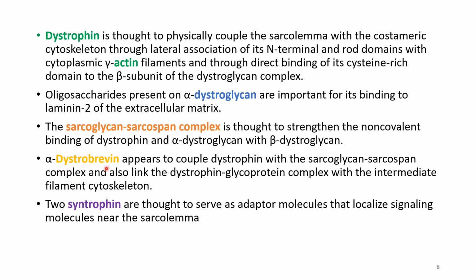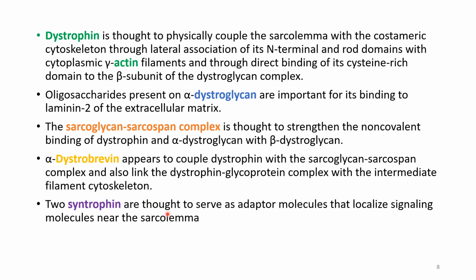Next, coming to the dystrobrevin. Why is it there? It appears to couple the dystrophin with the sarcoglycan sarcospan complex and also link the dystrophin glycoprotein complex with the intermediate filament cytoskeleton. So it is also functioning the same as the sarcoglycan sarcospan complex. These are for strengthening the binding of the dystrophin with the dystroglycan complex.